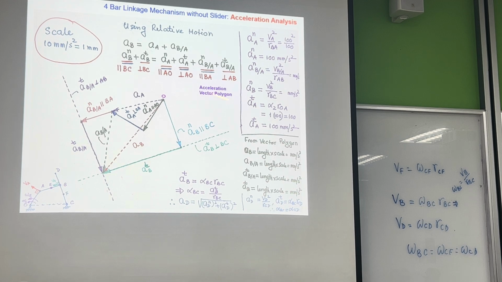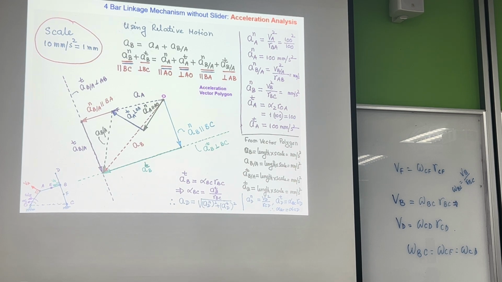This is by our scale. Our ABAN is parallel to BA. We draw it up to that point. And after that, we have only one component left, our ABA tangential. And ABA tangential will be starting where our ABAN finished. Our ABAN finished here. So from that point, our ABAT is perpendicular to AB, it can go up or it can go down.